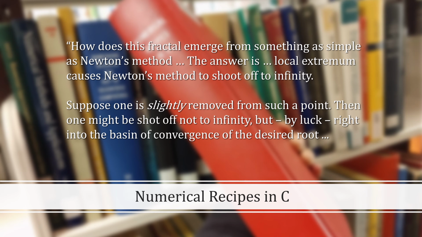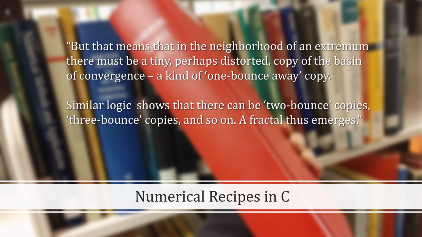How does this fractal emerge from something as simple as Newton's method? The answer is, local extremum causes Newton's method to shoot off to infinity. Suppose one is slightly removed from such a point, then one might be shot off not to infinity, but, by luck, right into the basin of convergence of the desired root. But that means that in the neighborhood of an extremum, there must be a tiny, perhaps distorted, copy of the basin of convergence, a kind of one bounce away copy. Similar logic shows that there can be 2 bounce copies, 3 bounce copies, and so on. A fractal thus emerges.